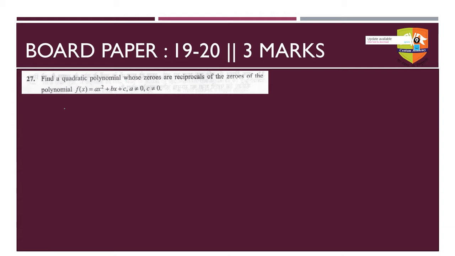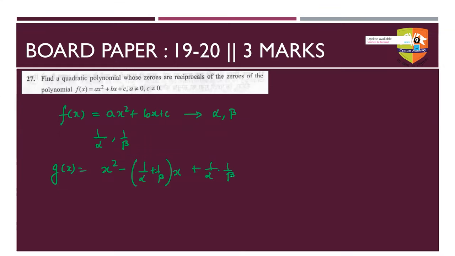Let us say the zeros of f(x) equal to ax square plus bx plus c are alpha and beta. And you have to find the polynomial with zeros 1 by alpha and 1 by beta. So basically your g(x) should be equal to x square minus (1 by alpha plus 1 by beta) x plus (1 by alpha)(1 by beta). This is what you are going to do. This is equal to x square minus (alpha plus beta by alpha beta) x plus 1 by alpha beta.